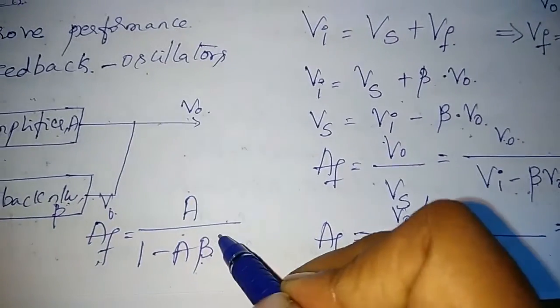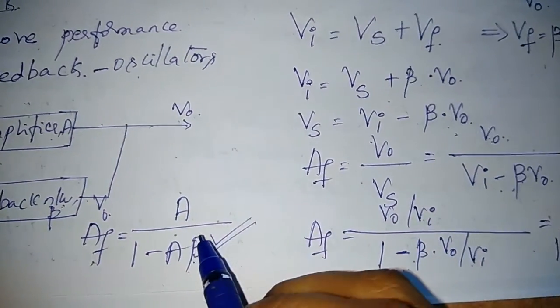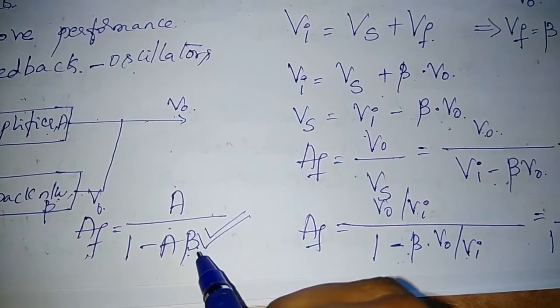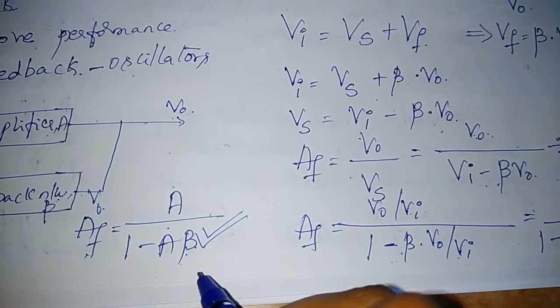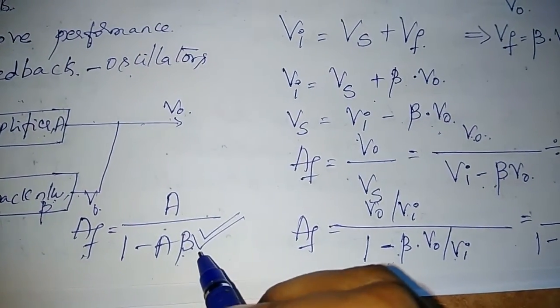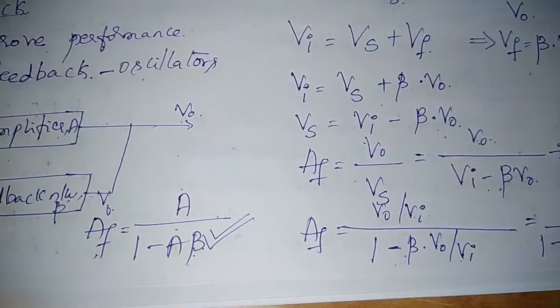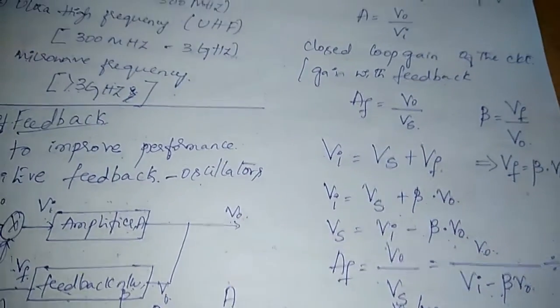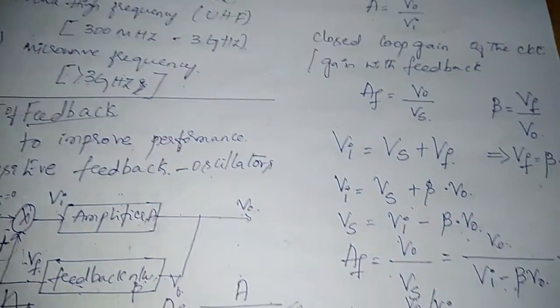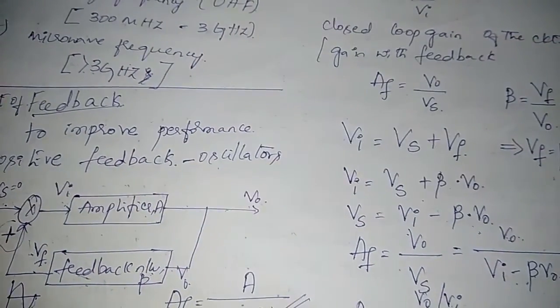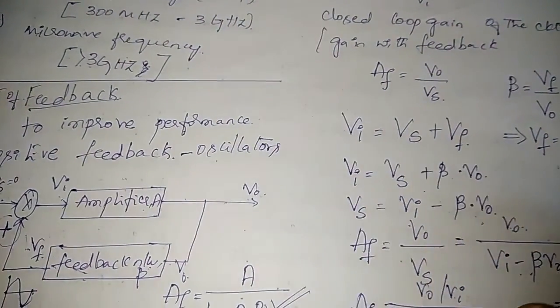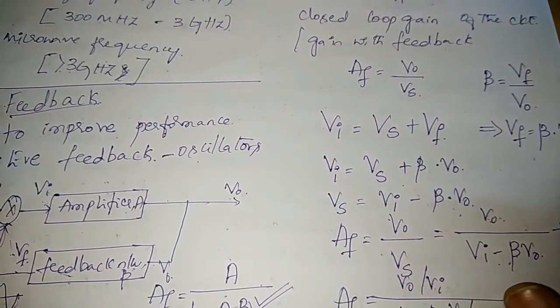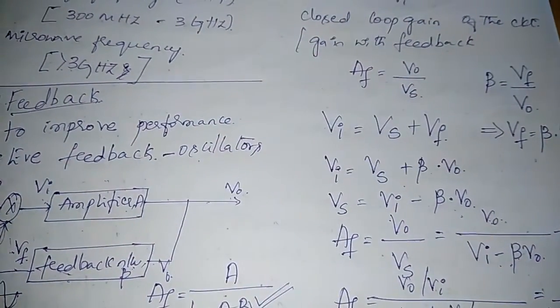So this equation represents that the positive feedback increases the gain of the circuit. This is what you have to write for the concept of feedback in case of oscillators, or the concept of positive feedback, and how it increases the gain of the amplifier with an increase in feedback.